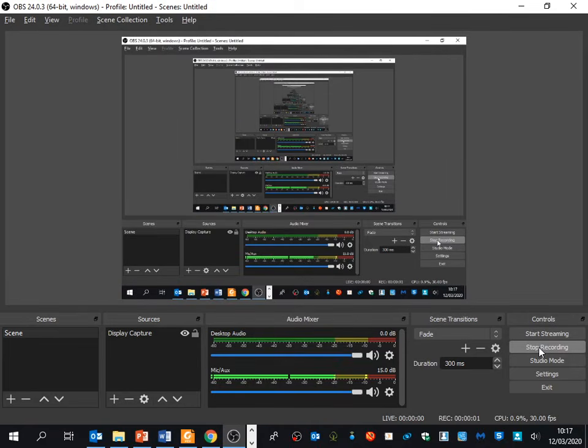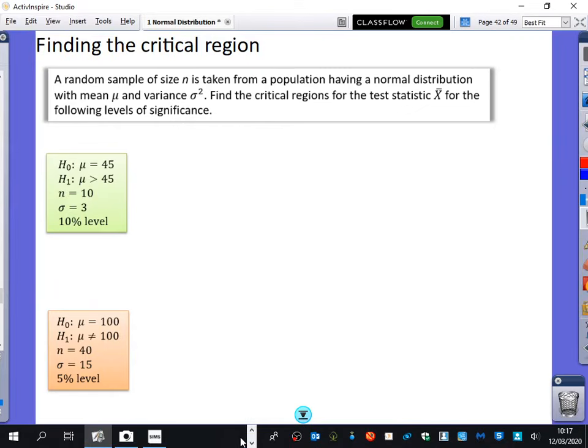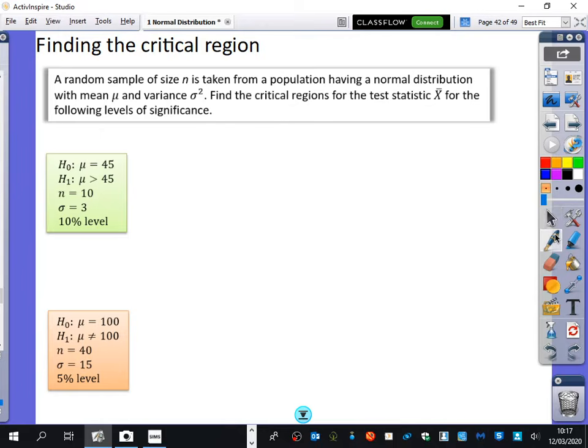We're just going to do something that is a slight variation on what we've been doing, which is to find the critical regions. I think you're going to find this pretty straightforward as well, okay? It says that, again, we've got a random sample of size n taken from a population having a normal distribution with mean mu and variance sigma squared. Find the critical regions for the test statistic x bar for the following levels of significance.